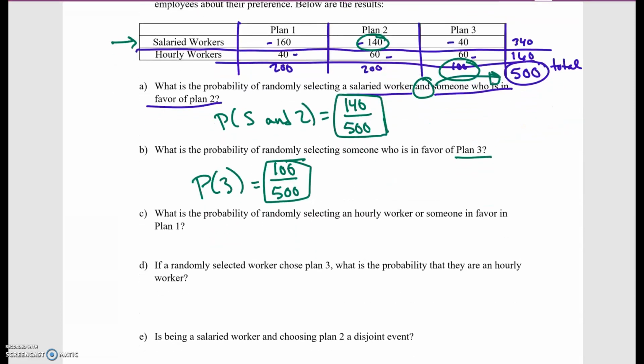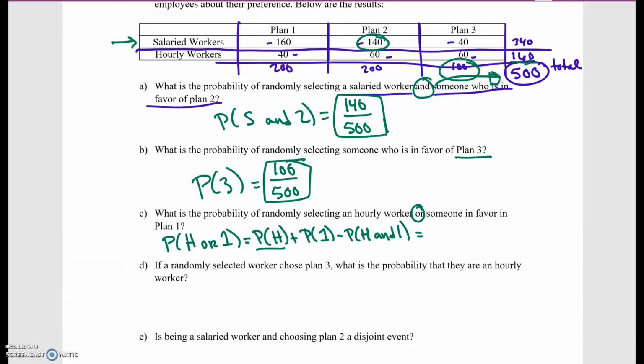All right. Then what is the probability of randomly selecting an hourly worker or someone who is in favor of plan 1? Remember, here we now have the "or", so we're going to have to use the addition rule. So the probability of selecting someone who is hourly or someone who's in favor of plan 1 is equal to the probability of hourly plus the probability of 1 minus the probability of hourly and 1. The probability of selecting someone who's hourly, I don't care what plan they chose, I just want to look at the hourly workers.